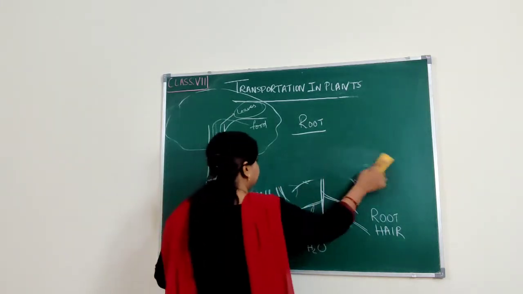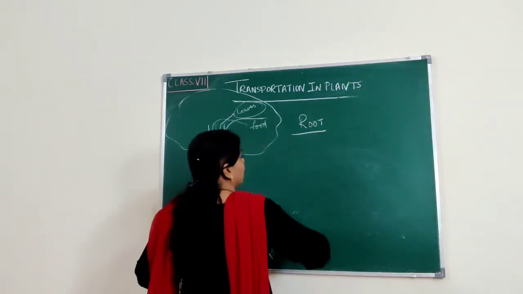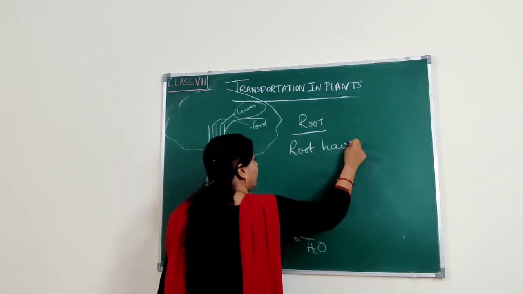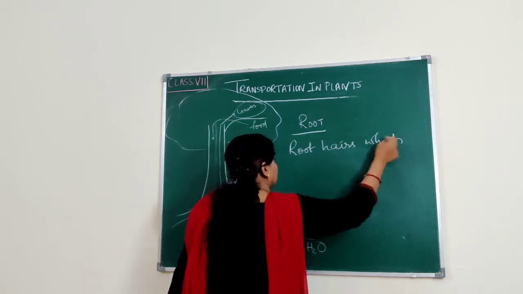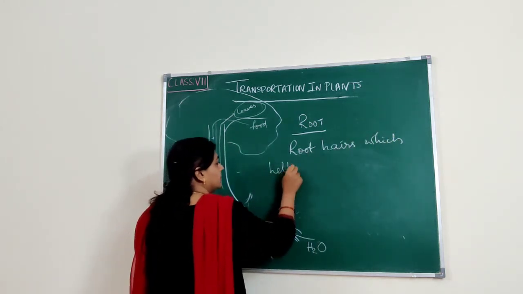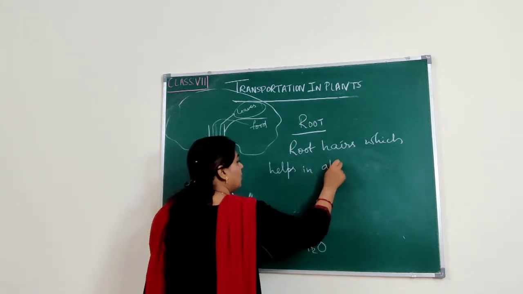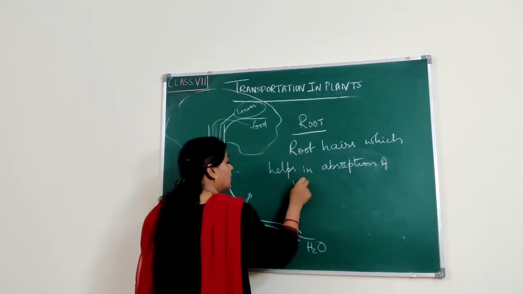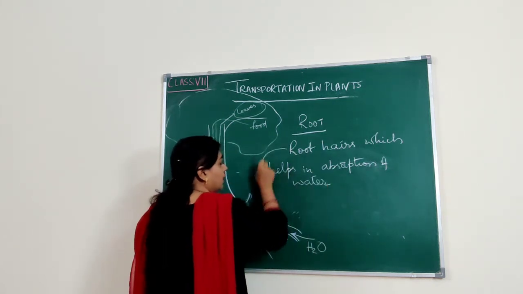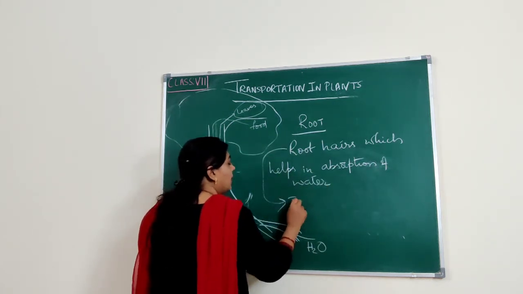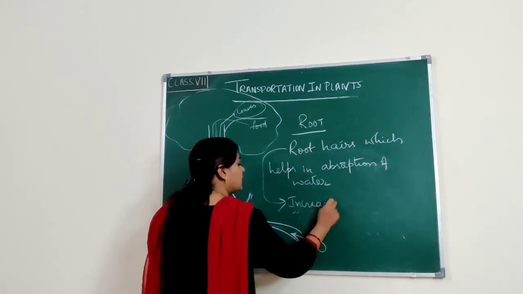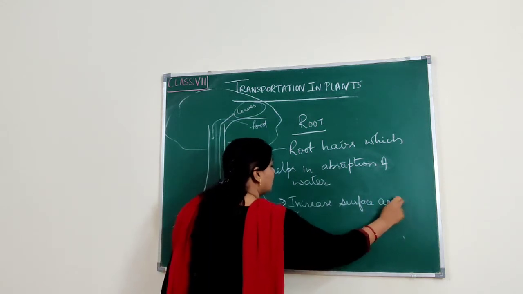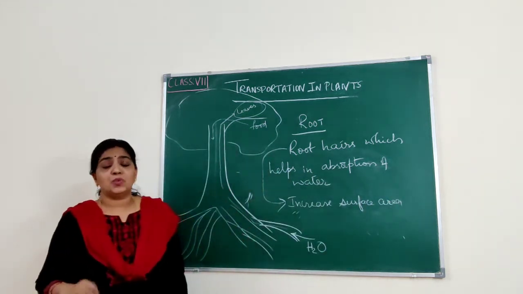The root has root hairs which help in absorption of water. Because root hair will help in increasing the surface area. It increases the surface area because of which water can be absorbed easily.